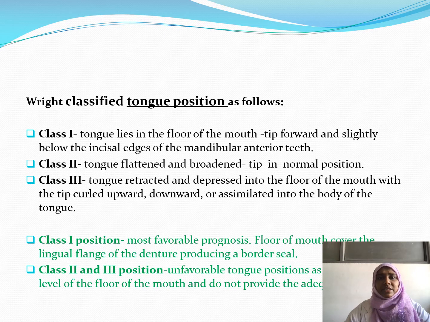And Wright has classified the tongue position as class 1, class 2 and class 3. Class 1, where the tongue lies in the floor of the mouth, tip forward and slightly below the incisal edges of the mandibular anterior teeth. Class 2, tongue flattened and broadened, tip in the normal position. And class 3, tongue retracted and depressed in the floor of the mouth with the tip curled upward, downward, or assimilated into the body of the tongue.